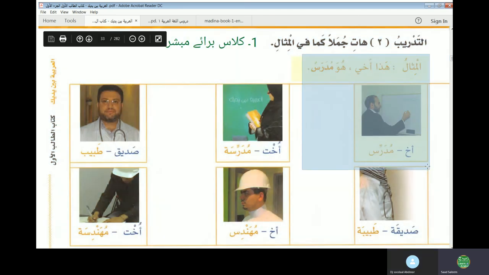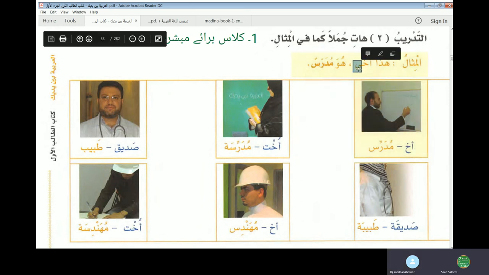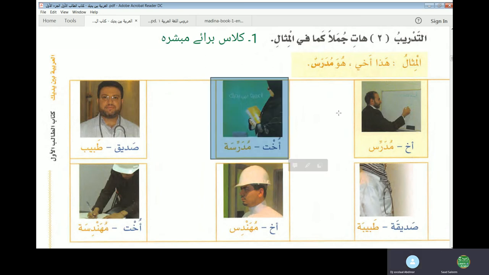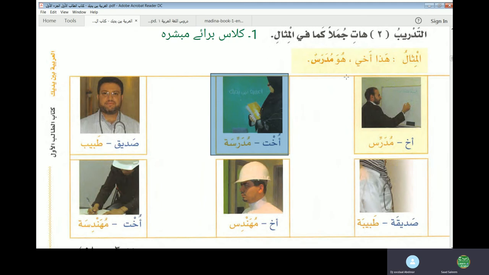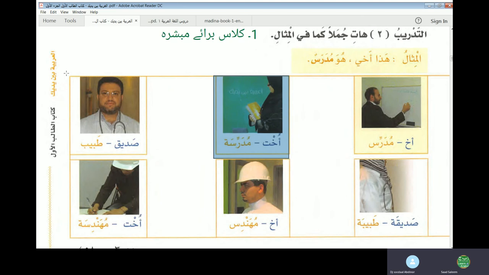So this is an example: هذا أخي هو مدرس. This is my brother, he is a teacher. Now make a sentence like this. هذه أخت هي مدرسة. Add ya with أخت. هذه أختي هي مدرسة.